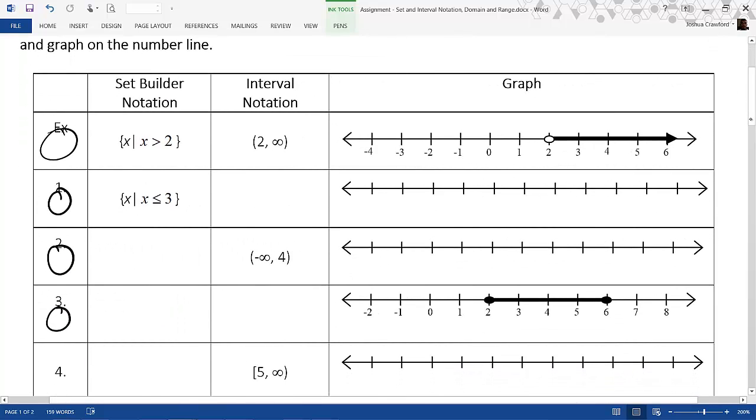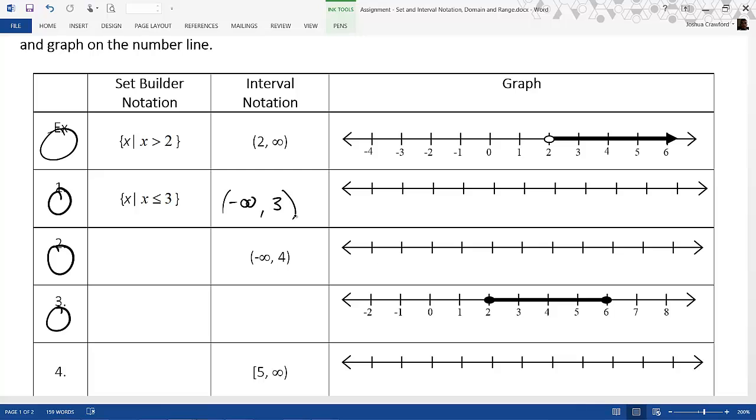So number 1, we have x such that x is less than or equal to 3, meaning x is under 3, and every number under 3 is included, so we are going to have negative infinity, because x is less than 3. So negative infinity all the way to 3. That's your interval notation, because x is under 3: negative infinity to 3.